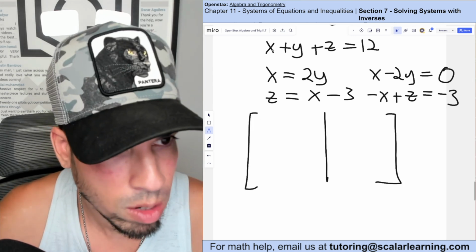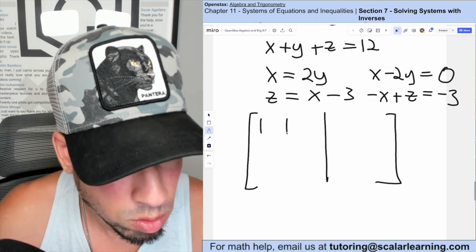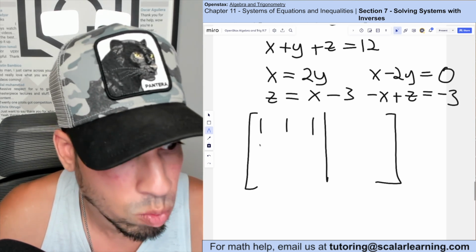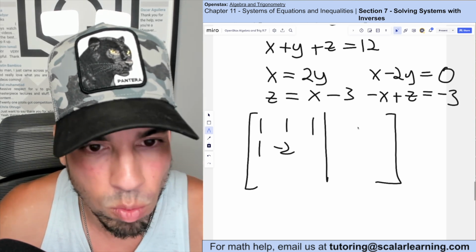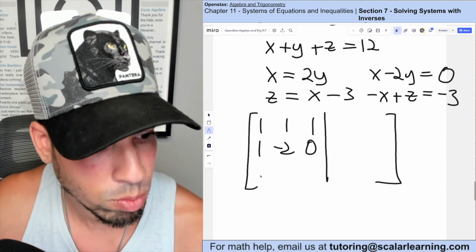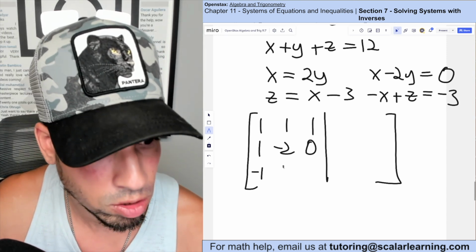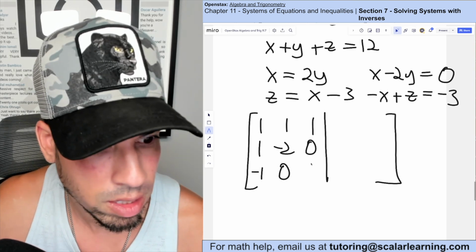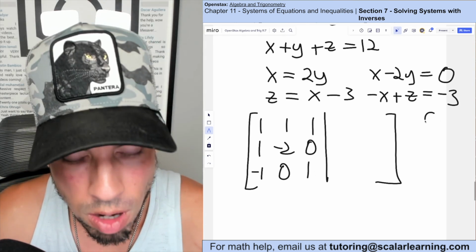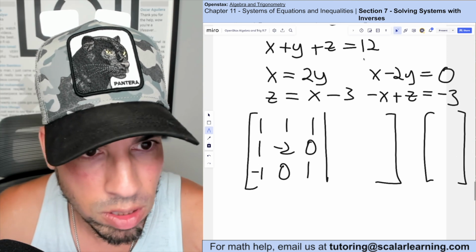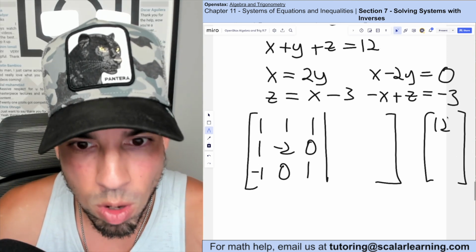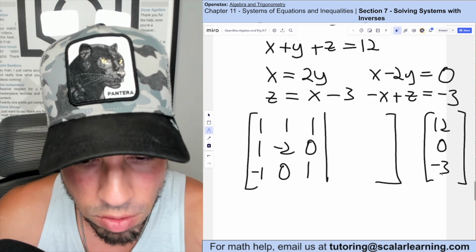For the top one, we got 1, 1, 1, right? 1, 1, 1 for the coefficients. For this one, we got 1, negative 2, and z is 0. And for the last one, we got negative 1, y is 0, and then we got z is 1. And remember, our final matrix with all these nice constants is going to be 12, 0, and negative 3. So we got to remember that.